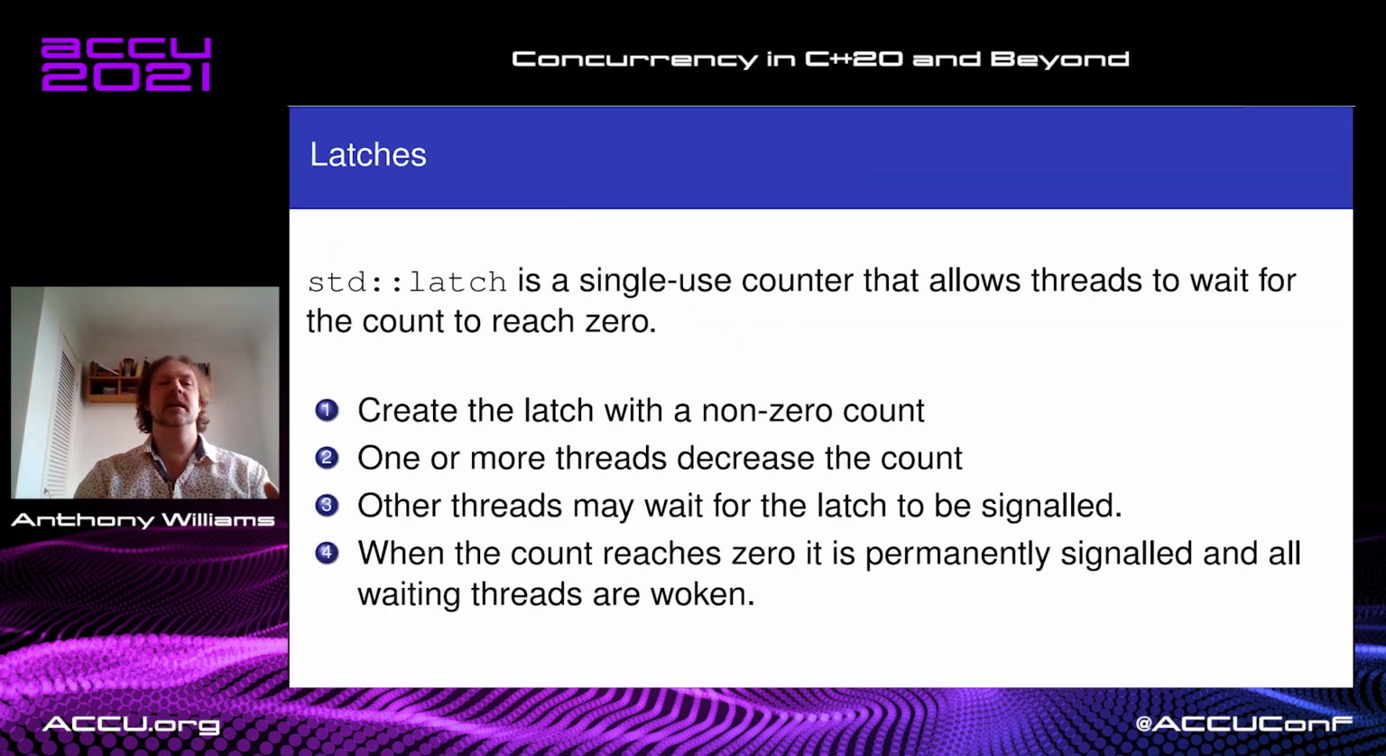Now, std::latch is a single use counter. So it has a count. It is not just 0 and 1. You initialize it with a count, and you allow threads to say, when my count is 0, I want to know about it. And in some senses, a latch with a count of 1 is very much like a stop token in the sense that it latches, it stays signaled.